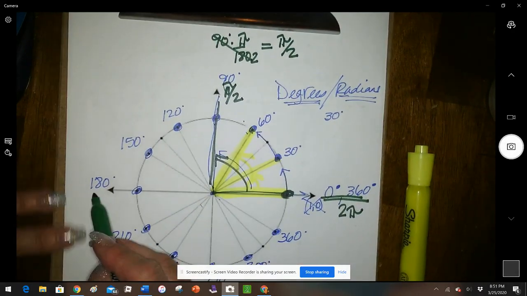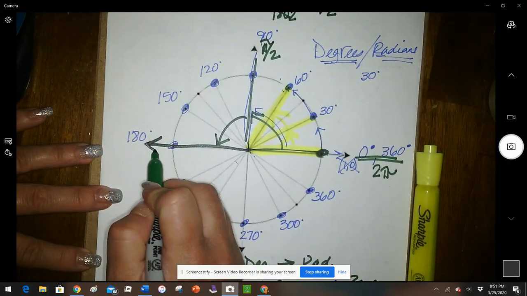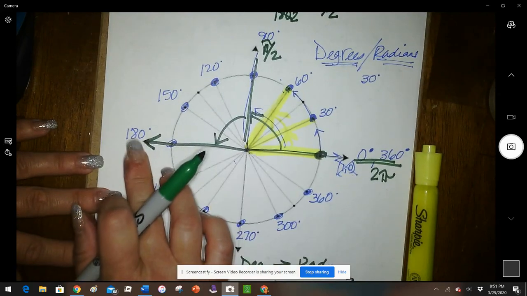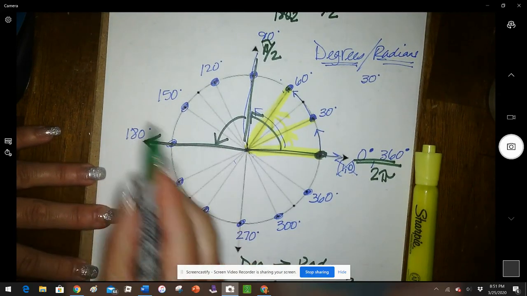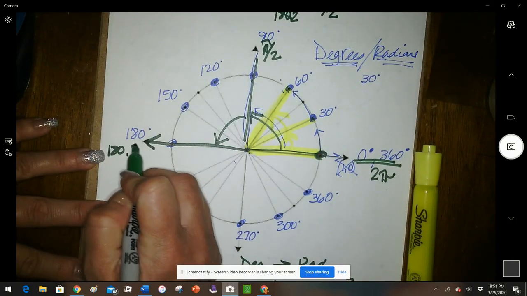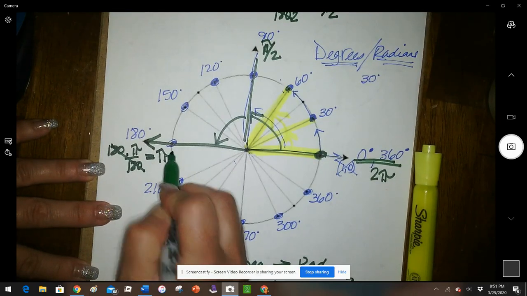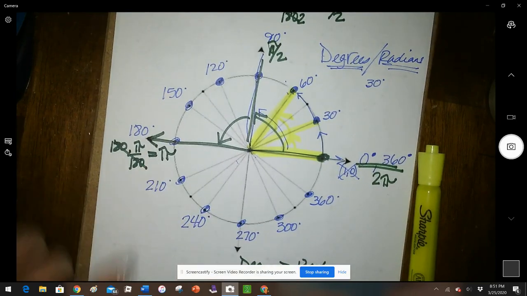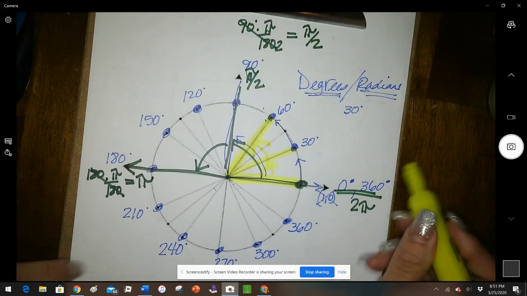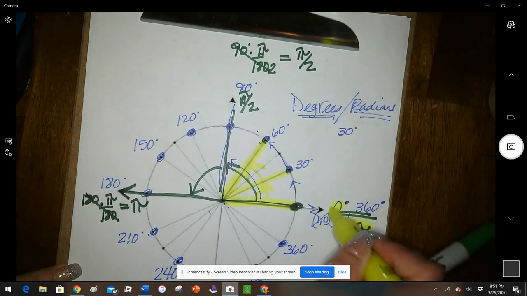Okay, let's go do 180. So if I go 180 degrees, what is this radian? Some of you might remember from the other video that this radian gave us a pi, but let's actually go do it and do the conversion. So 180 times pi over 180, I'm going to cancel my 180s and I end up with, there it is, there's my pi.